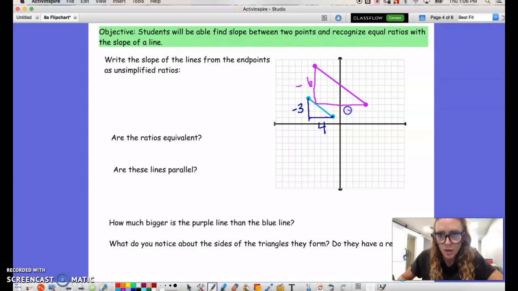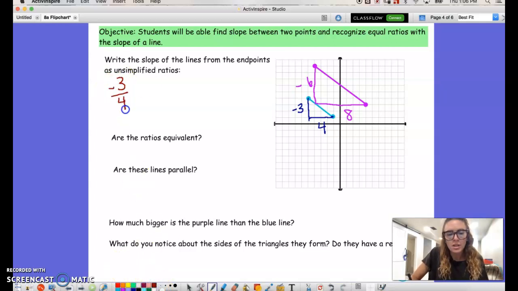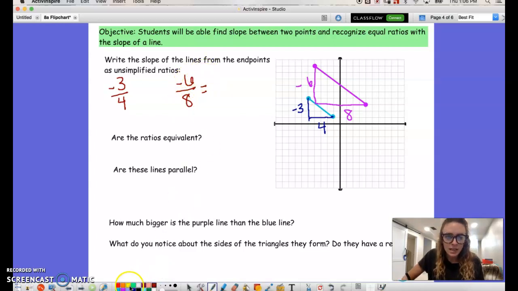Down 6 over 8. So we need to represent those ratios. We have, first of all, -3/4, which is simplified, right? I can't divide anything by the top that I could also divide by the bottom. So looking at our -6/8, is there something I could divide the top by that I could also divide the bottom by? And the answer to that is yes.